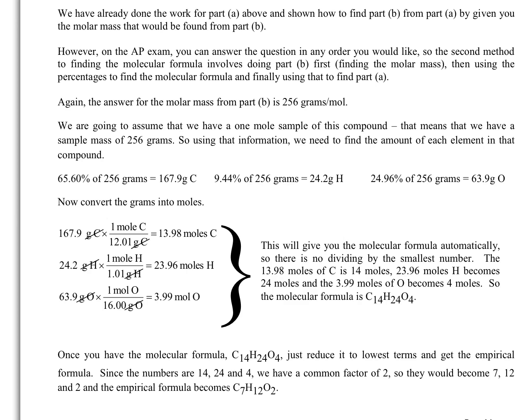So if you want to do it that way, using the example from the previous page, I have a molar mass of 256. We're going to assume we have 1 mole. For an empirical formula, we assumed we had 100 grams. For a molecular formula, we're going to assume we have 1 mole. That's going to be the difference here. Everything else is basically the same. So if I assume I have 1 mole, and the molar mass is 256 grams per mole, then I have 256 grams.